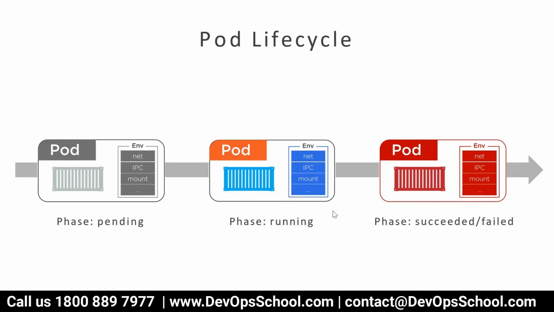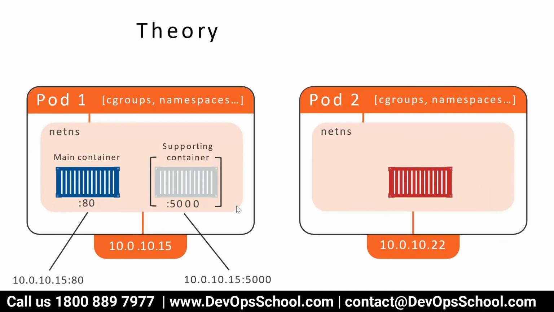Possible. Okay. So if you see that first image, the container is not running, so the pod is pending. Second image, the container is running, so the pod is running. Third, the container either succeeded or failed, so the pod also succeeded or failed. So these are the life cycle of the pod: first pending, then running, succeeded and failed. If you have one container, you can access it through the IP address of the pod, port 80. If you have two containers running, you can use the IP address of the pod and the container port numbers 80 and 5000 from outside.